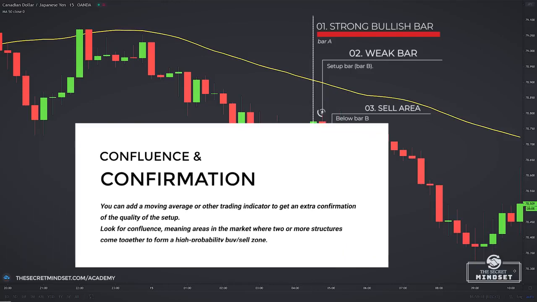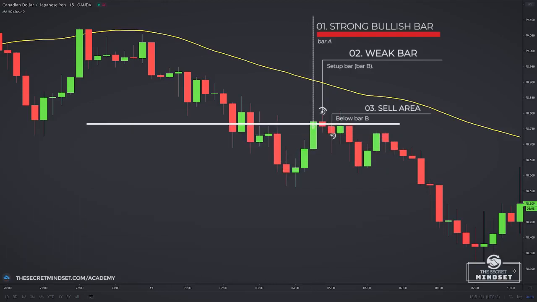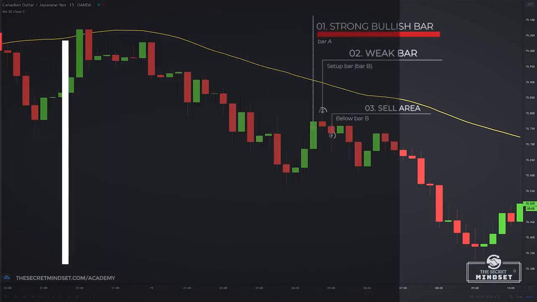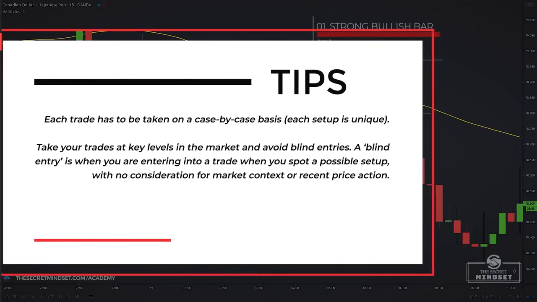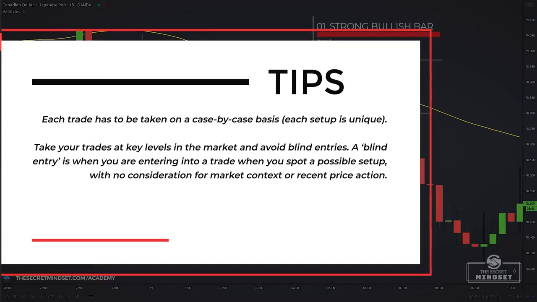It's important to understand that each trade and each setup is unique. There will never be two trading situations that are exactly the same in the market. Each trade has to be taken on a case-by-case basis, and it's up to you to decide when and how to pull the trigger on a trade.